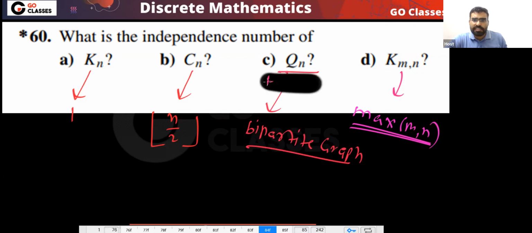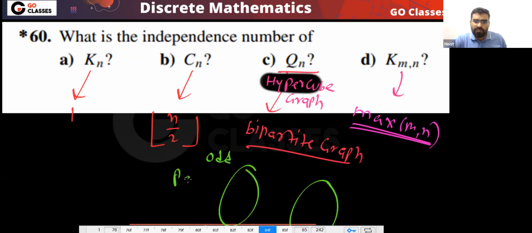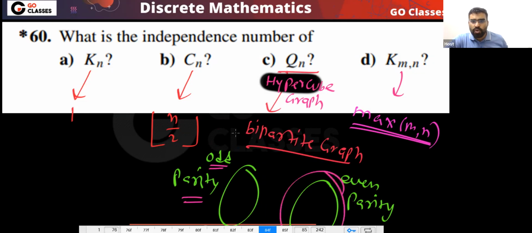Preeti, we have already seen this. This is your hypercube graph, and the hypercube graph is actually bipartite. So you have odd parity and even parity. Here you have, for example, odd parity strings, and here you have even parity strings. So you can notice that this will be an independent set, and this also will be an independent set, because this is a bipartite graph. Odd parity, even parity, these are non-adjacent.